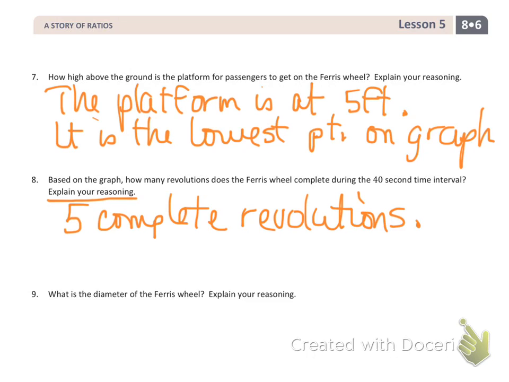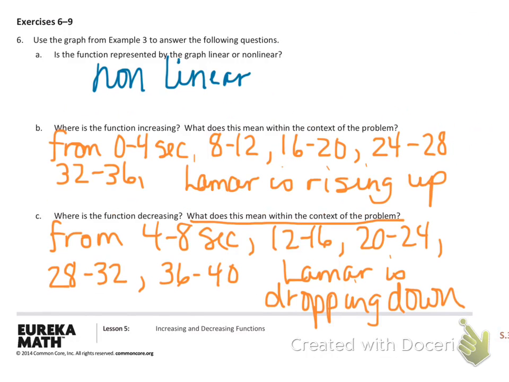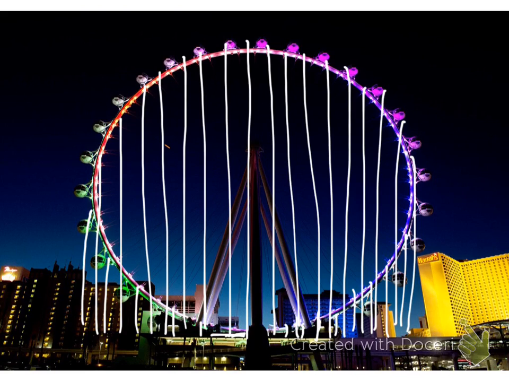What is the diameter of the Ferris wheel? Explain your reasoning. Would this even be something we could know from this graph? So let's go back and look at the Ferris wheel and look at the graph. We can see that the diameter of the Ferris wheel would be from here all the way down to where you get on. So from here up to here. So probably we could know the diameter.